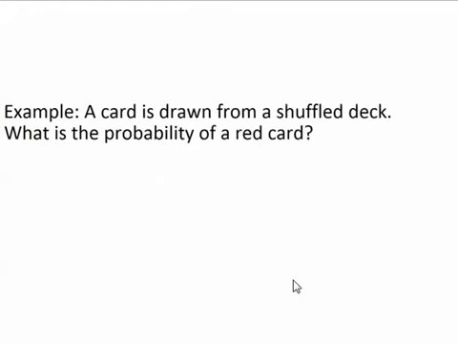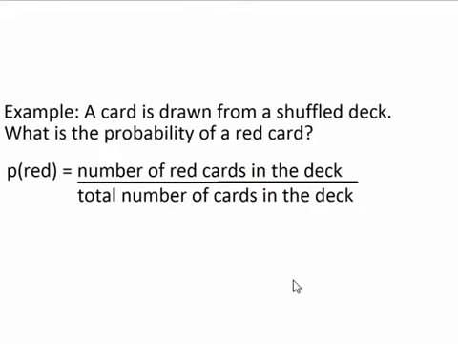Here's another example. If a card is drawn from a shuffled deck, what is the probability of a red card? Well, we have to use that x over n formula again. Remember, x, which is the top of the fraction, is the number of ways that the event could happen. So we have 52 cards in the deck, and 26 of them are red. So there's 26 ways to get a red card. So the top is 26.